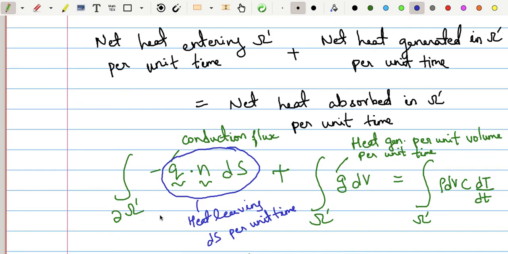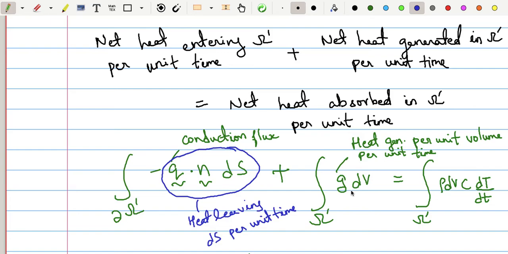Now what is the heat generated per unit time within the volume? If G denotes heat generated per unit volume per unit time, then net heat generated will be the volume integral of G dV. Now can anyone tell me what are the typical sources of heat generation in materials?